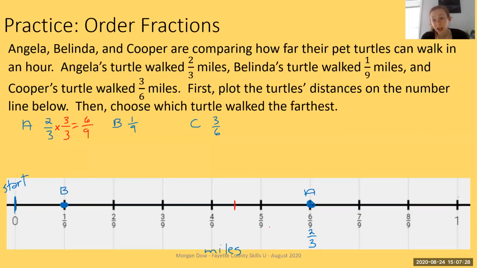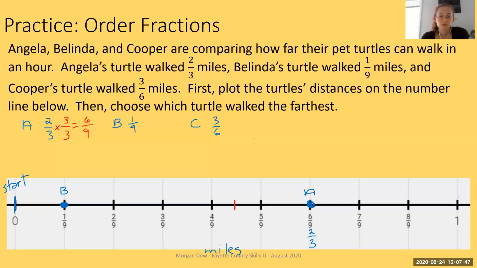Because what's half of 9? Half of 9 is 4.5, right? 4.5. It's not quite 4, it's not quite 5, it's in between. So 3/6 is not actually going to line up with one of the little tick marks on our number line. It's going to be sitting in between 2 of the tick marks.